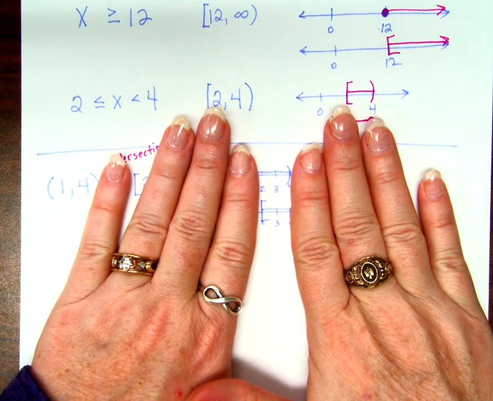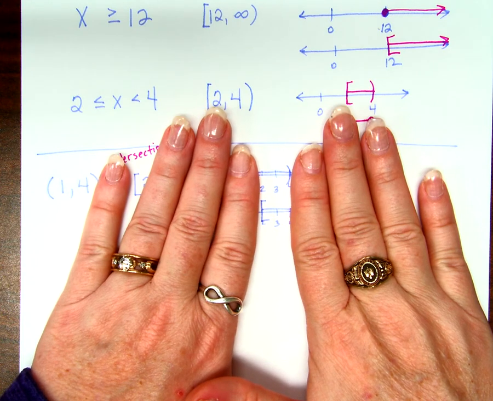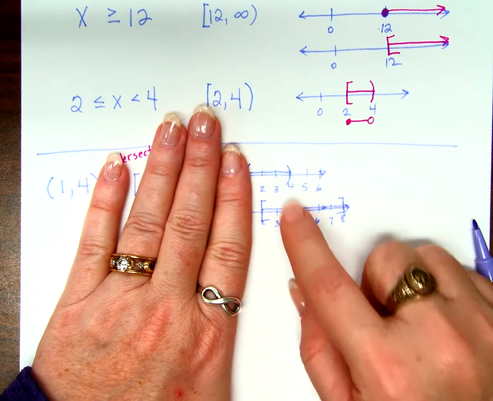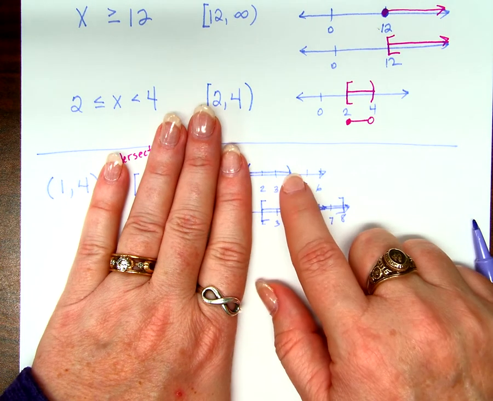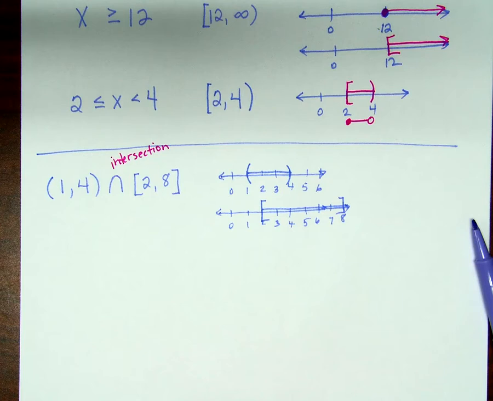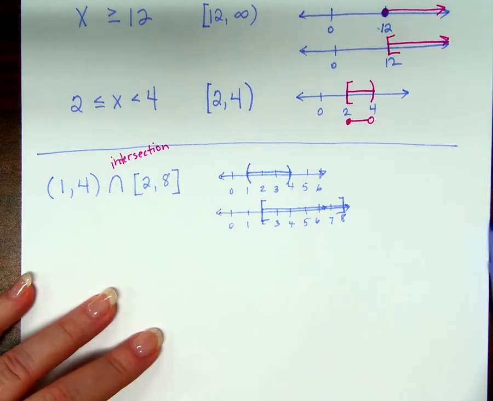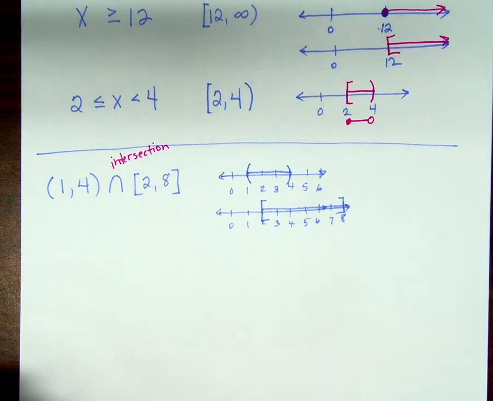Can you tell that they overlap from 2 to 4? Is 2 included? Yes. Is 4 included? It's not in this one. Even though it is in this one, it's not in this one, so we can't include it as part of the intersection. Okay?